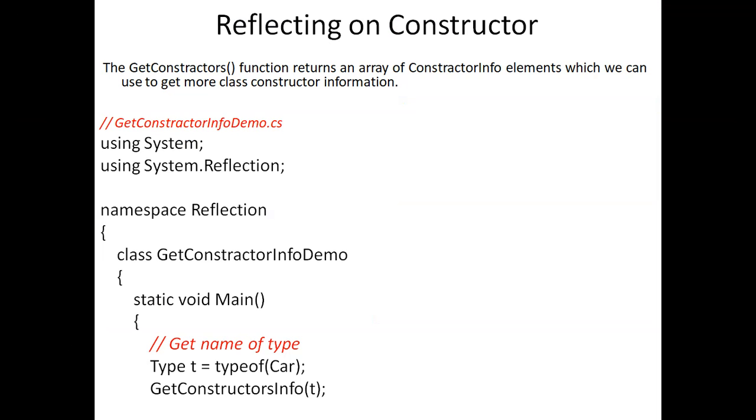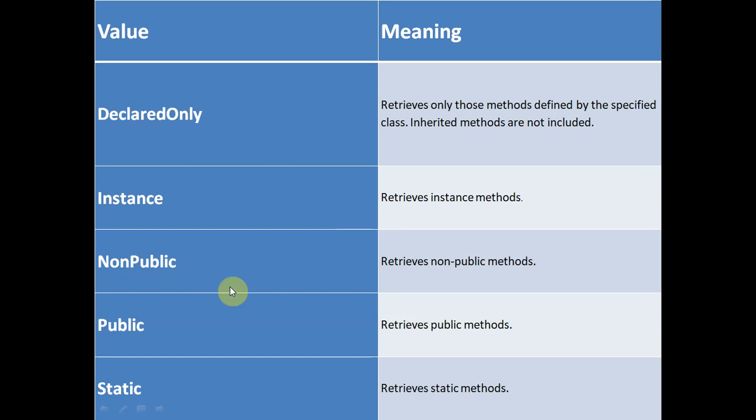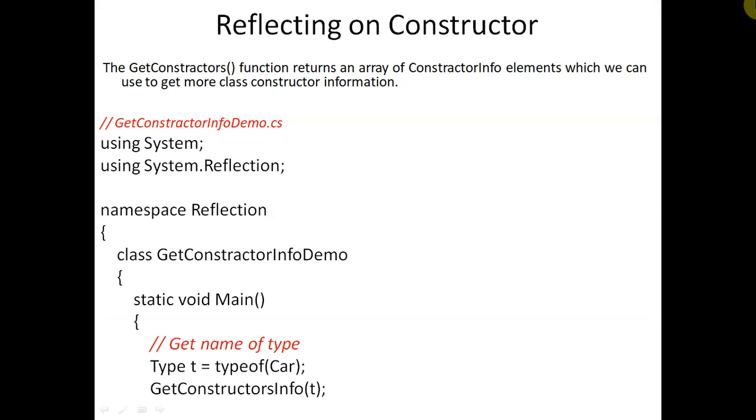And now see, finally we are also using one more program where we are reflecting the constructor. We have some more values such as non-public, public, static. These are values that are declared only, so we will use these values also. You will see them in the coming program. And now see this program reflecting on the constructor.